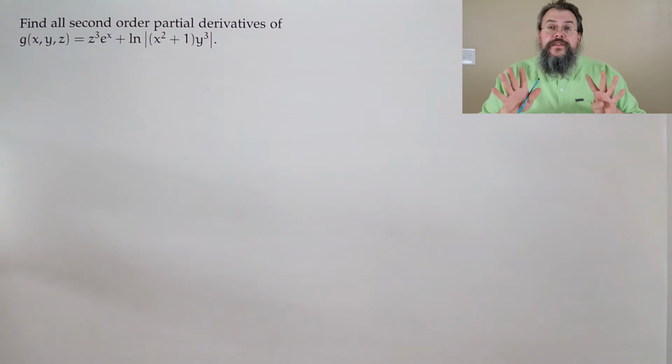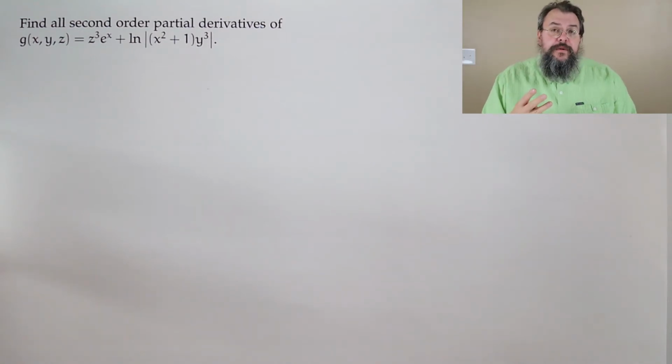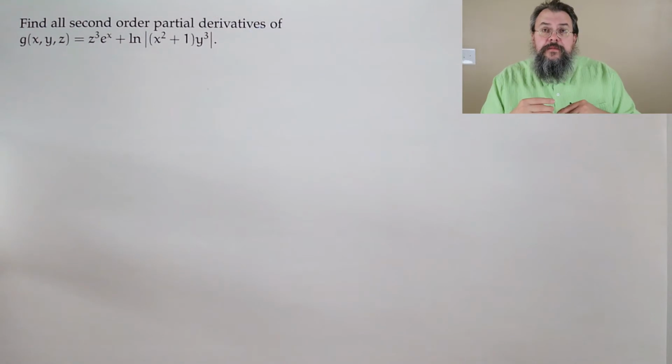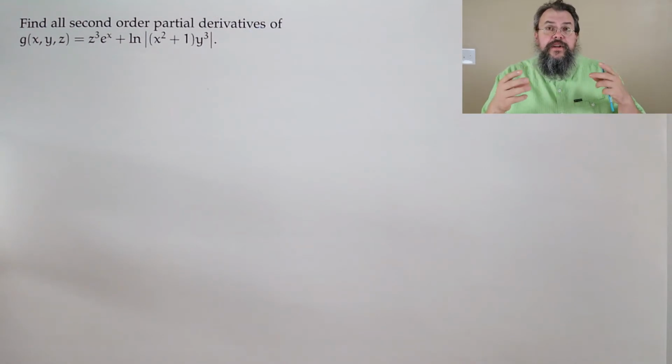One could say there's 9. Now, where does 9 come from? We have 3 variables, and so we could take the derivative with respect to any 3 in the first time and any 3 in the second time. And so 3 times 3 gives us 9.